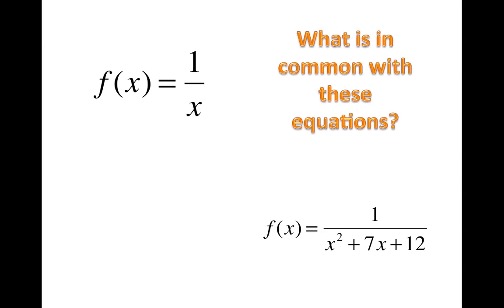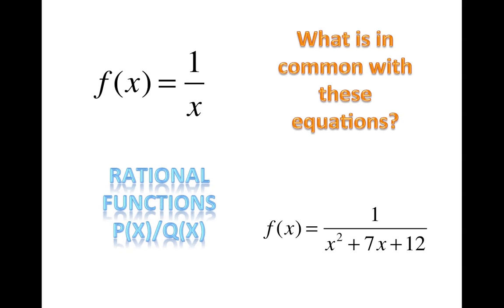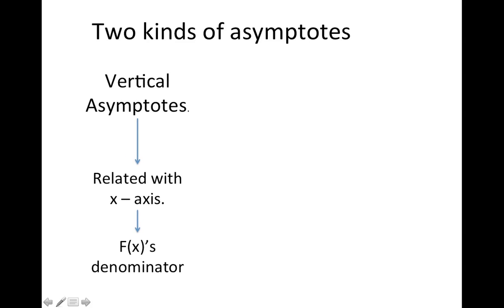But what do these two functions have in common? 1 divided by x and 1 divided by x squared plus 7x plus 12. Can you guess? Yes, they are rational functions, P of x divided by Q of x. We can find two kinds of asymptotes. Vertical asymptotes are related with the x-axis and with the denominator of the function.